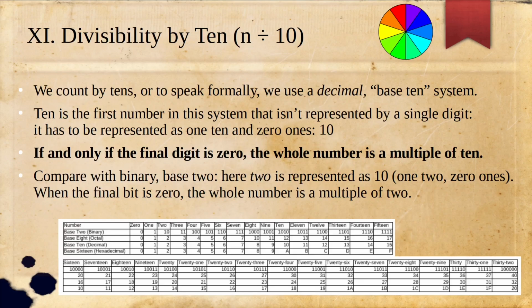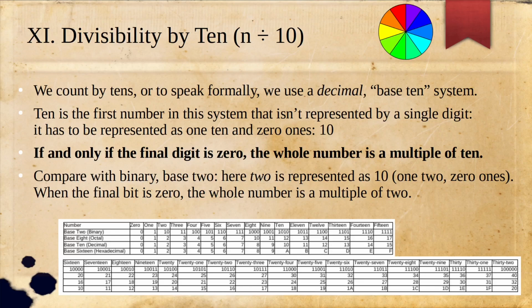Divisibility by 10. Well, this one is easy because we count by tens, or to speak formally, we use a decimal, base 10, number system. And 10 is the first number here that isn't representable by a single digit. It needs to be represented as 1 ten and 0 ones, 1 0. If and only if the final digit is 0, the whole number is a multiple of 10. That is, every situation where you don't have any ones left over.